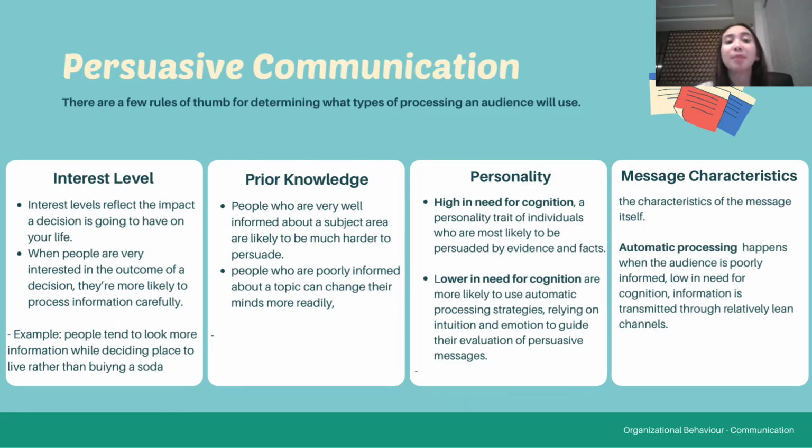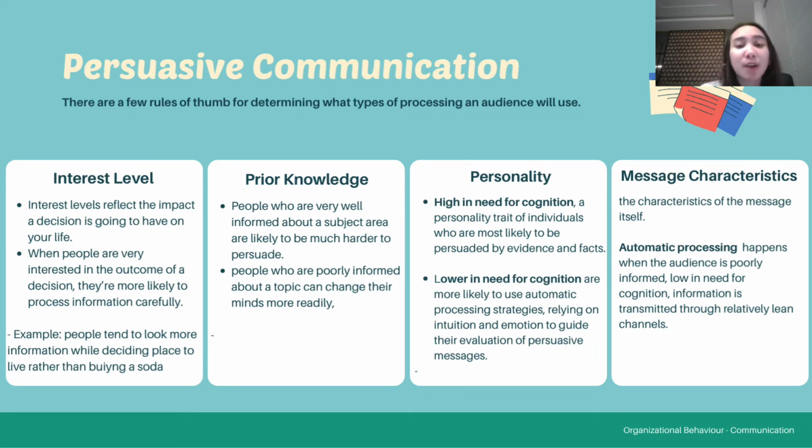In persuasive communication, there are a few rules of thumb for determining what type of processing an audience will use. The first one is interest level. Interest level reflects the impact a decision is going to have on your life. When people are very interested in the outcome of a decision, they are more likely to process information more carefully. For example, people tend to look for more information when deciding on a place to live than when buying a soda.